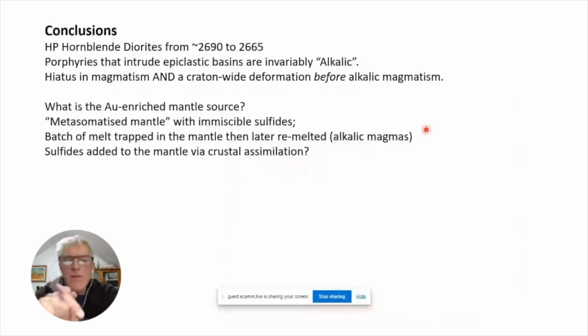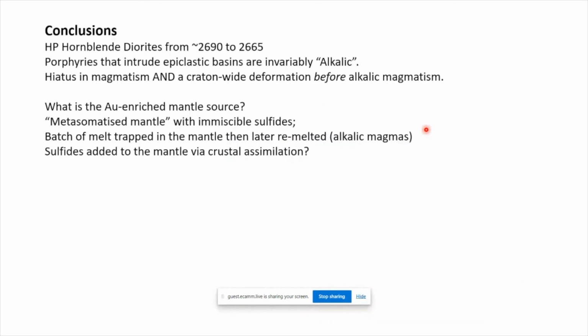So the really important question here is, how do we get gold enrichment in a mantle source? And I'm pretty sure it's about having immiscible sulfides present in the mantle at an earlier stage of that evolution. So the two ways we might get immiscible sulfides in the mantle is if there was a batch of magma that was trapped in the mantle, like it didn't get emplaced into the upper crust. It cooled down, crystallized hornblende, then started crystallizing magnetite and became sulfide saturated. Now, if there's some kind of magmatic replenishment or another injection of mafic magma that remelts that, that's how we're going to generate alkalic magmas.